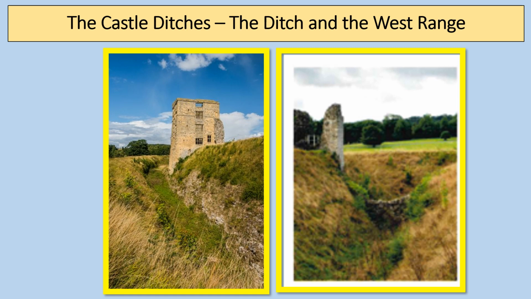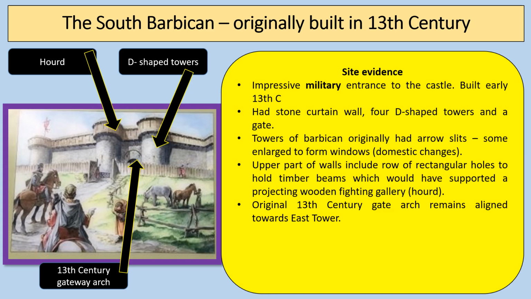Okay, so another view of the castle ditches from the west range, and you can see there some of the distinctive features of it. Okay, so let's start off with the South Barbican. So this was the way in which people would enter the castle originally. So we can see that this artistic interpretation is from around about the year 1300.